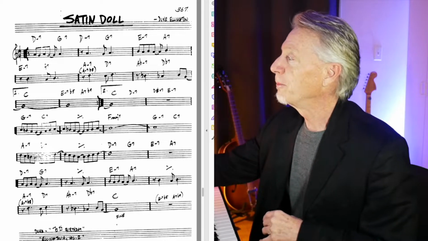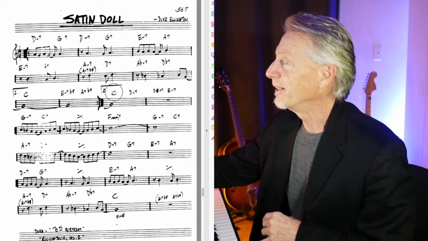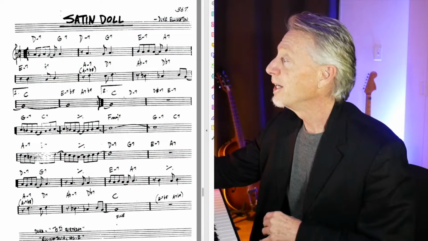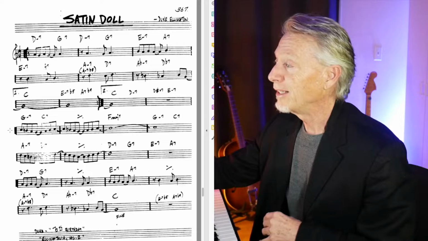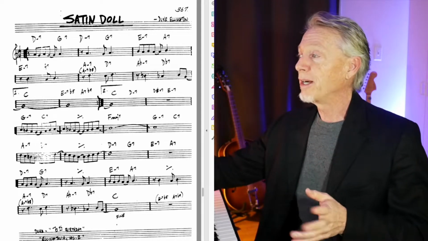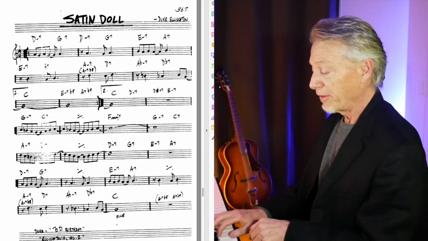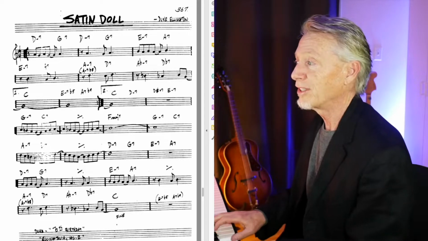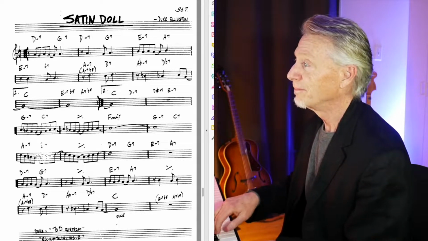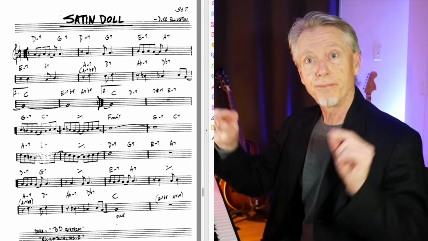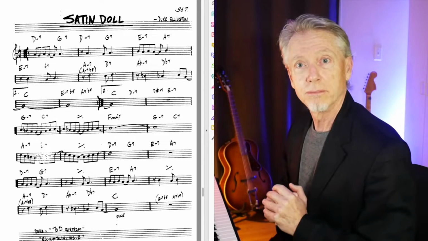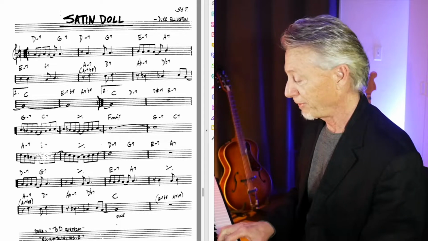Well, let's look at the bridge. The bridge begins after the second ending. Here's the second. I hate it when that happens. Here's the second ending, and the bridge begins here. G minor 7, C7. And the melody, just a scale. And of course, G minor 7 and C7 is a 2-5 pair in the key of F, and we resolve to F.